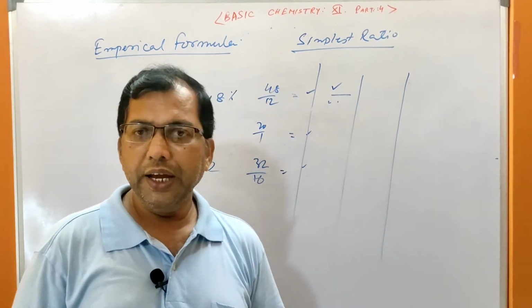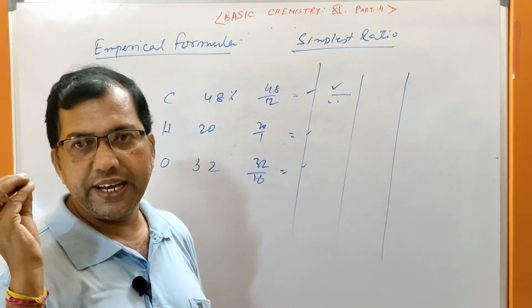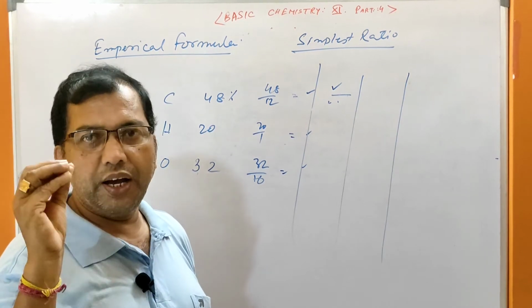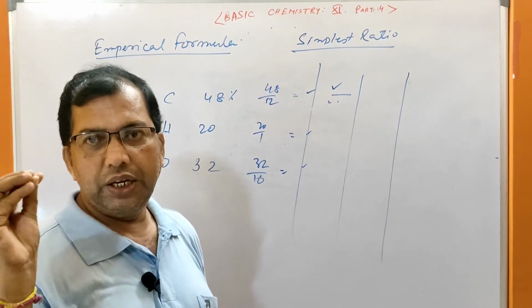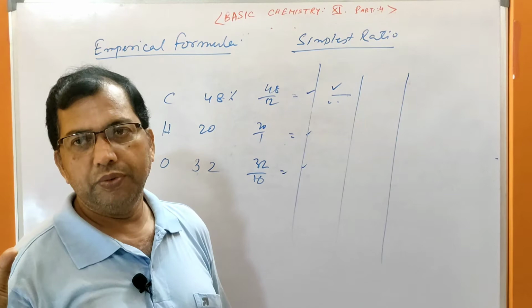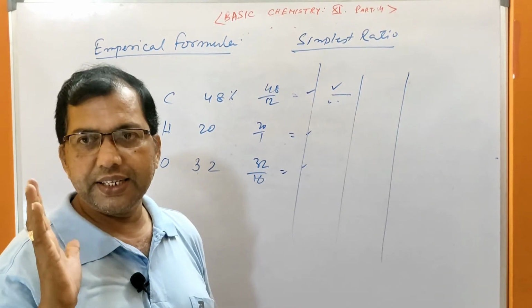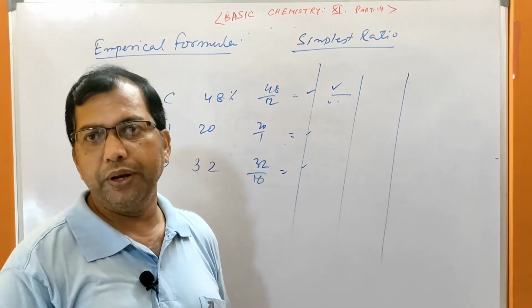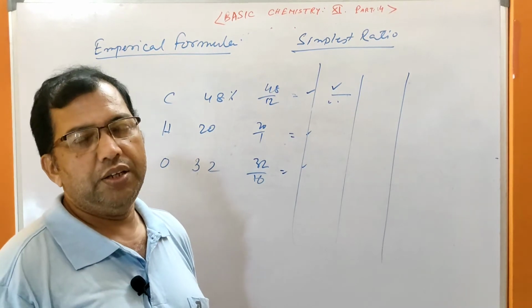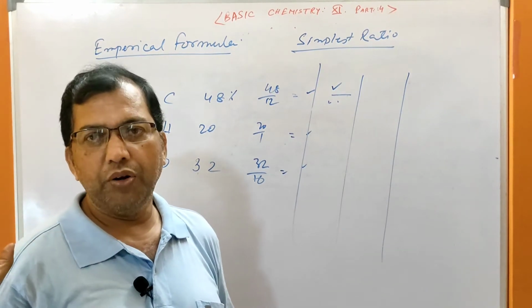Now what is the molecular formula? Molecular formula is the exact number of different types of elements found in a molecule of a compound. It represents the exact number of different types of elements present in a molecule of a compound.